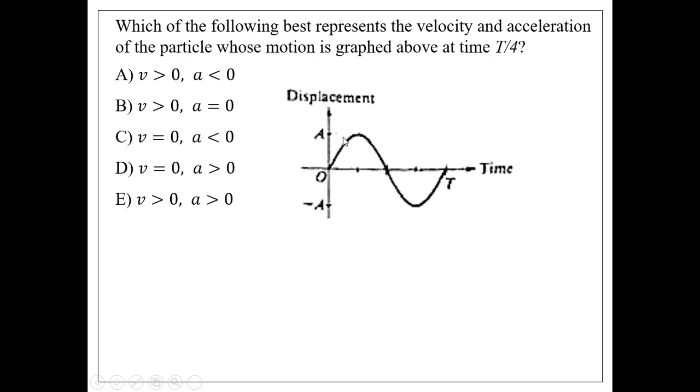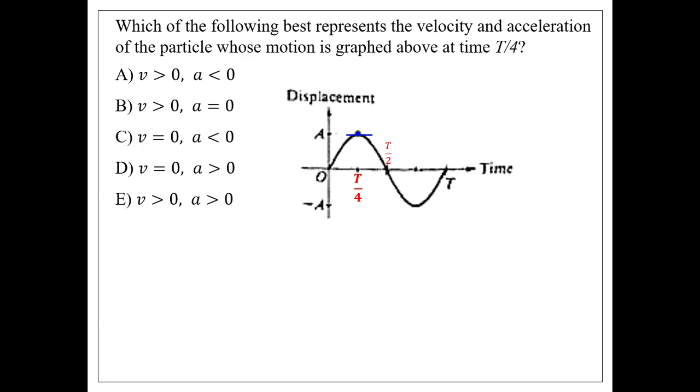Here you're given a displacement versus time graph, and it asks which of the following statements is correct at t over 4. I'm just going to say this is t over 2, this is t over 4. So make sure you understand the graph given to you. The whole period is given. Half of that is t over 2, and half of t over 2 is just t over 4. So you're asked to find the true statement.